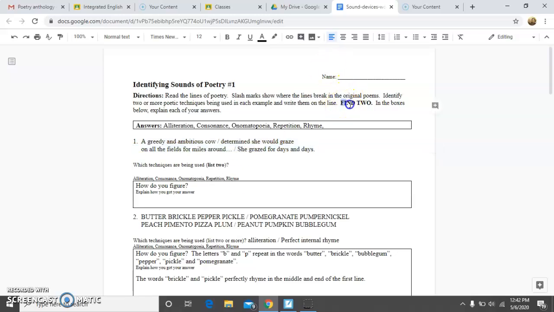This one's a little bit different because you're going to be finding two. So for each one, you're going to be finding two sound devices and explaining both in the boxes. Okay, so let's jump into our formulas and how we will be answering this part of the assignment.